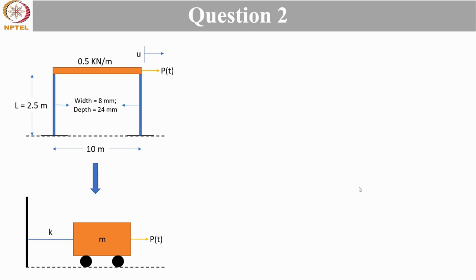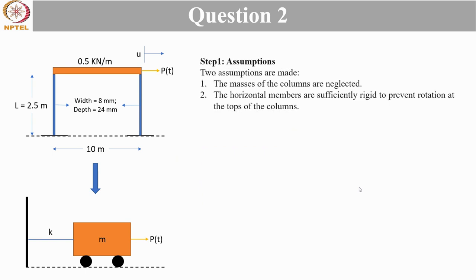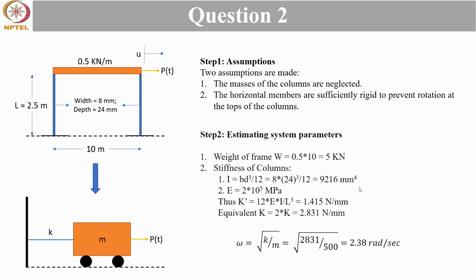So as seen in the first week of this question, if we make two assumptions, the mass of the columns is neglected and the horizontal member is sufficiently rigid to prevent any rotation at the top of the column. If these two conditions hold true, then the system can be analyzed as a spring block system with mass m and stiffness k. Now, first step is to determine the system parameters.